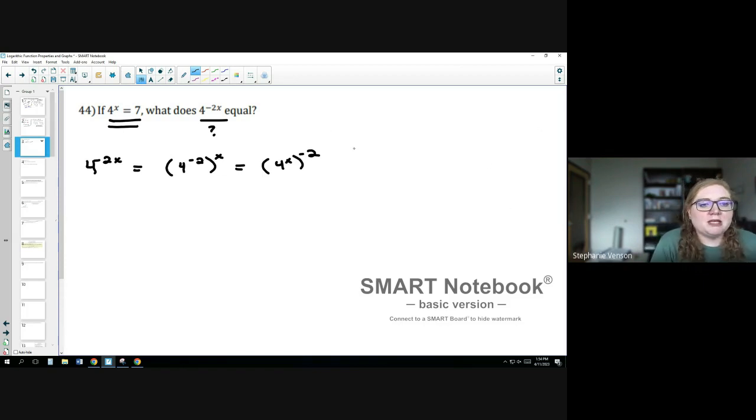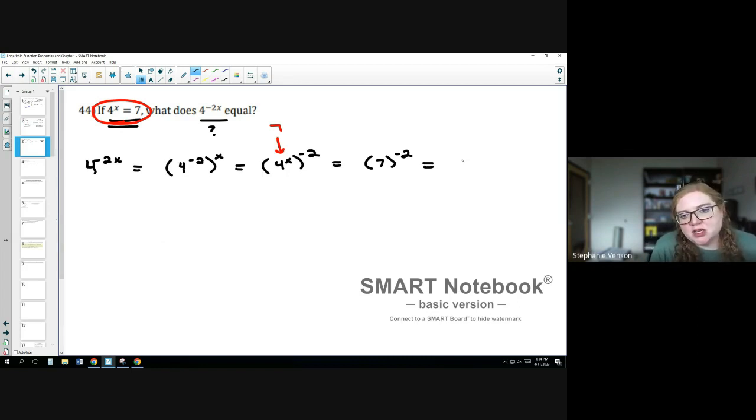I know from the beginning of the problem that 4 to the x is equal to 7. So I can replace 4 to the x with a 7. So 4 to the x raised to the negative 2 becomes 7 raised to the negative 2. And then I know from another rule of exponents that we went over at the beginning of this lesson that a negative exponent actually indicates that that factor is in the wrong position. It should be in the denominator.